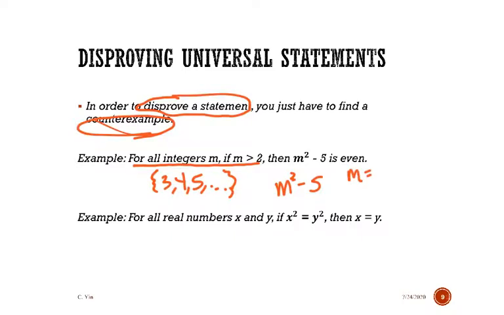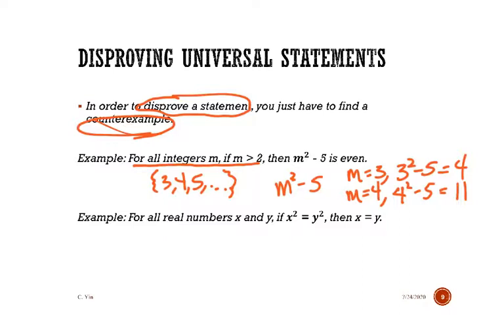All right, well, let's see. If m equals 3, then what we have is 3 squared minus 5, which is 4, and that's even. So, maybe there's a chance it really did work, and I just messed up here. Let's try m equals 4. All right, if I do m equals 4, now we get 16 minus 5, which is 11. Oh, and that's odd.